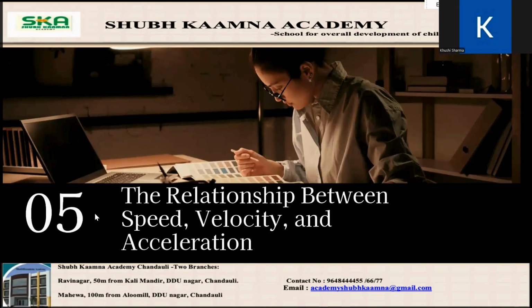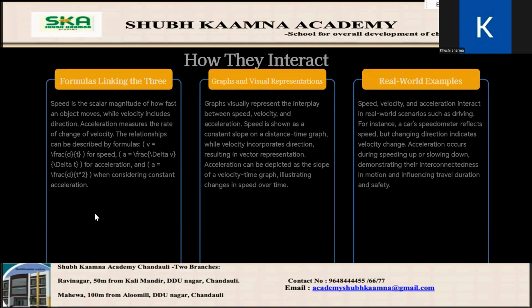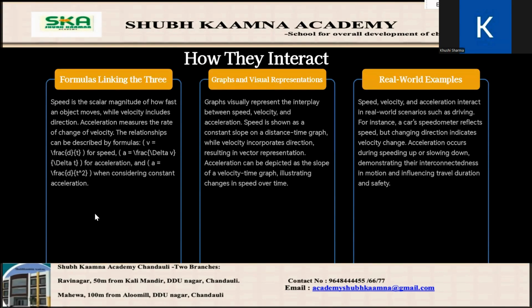Now, let's put it all together. What is the relationship between the three? Speed tells us how fast you are going. Velocity tells us how fast and in which direction, whereas acceleration tells us how your velocity is changing. If speed increases, positive acceleration. If speed decreases, negative acceleration, also called deceleration.